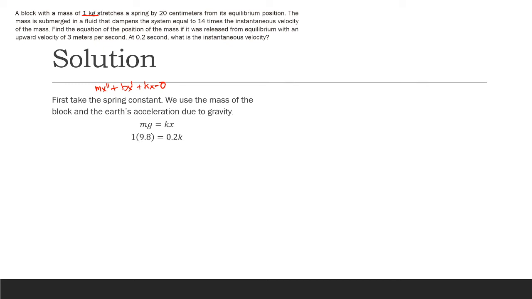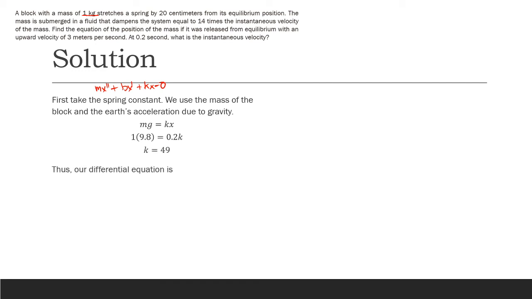9.8 meters per second squared is equal to 0.2 times k. The x here is 0.2 because the problem says the 1 kilogram mass stretches the spring by 20 centimeters from its equilibrium position, and 20 centimeters is 0.2 meters. So, k is 49.